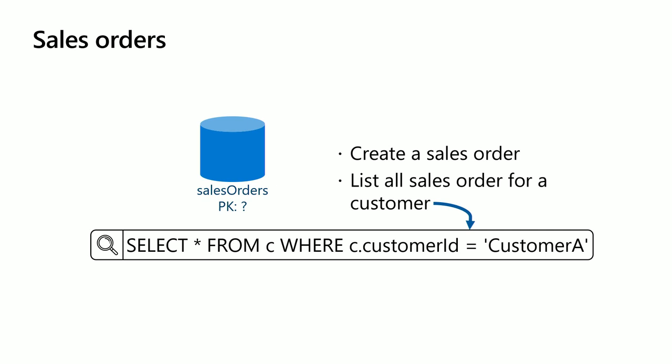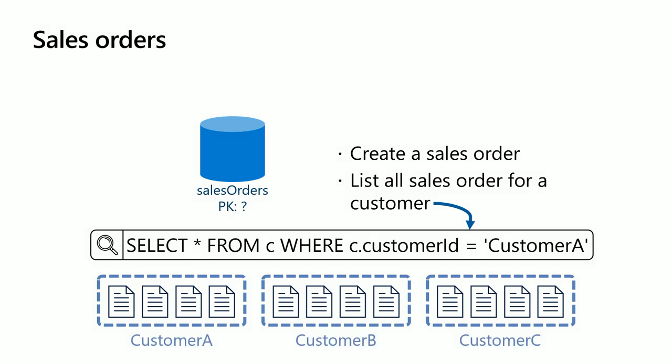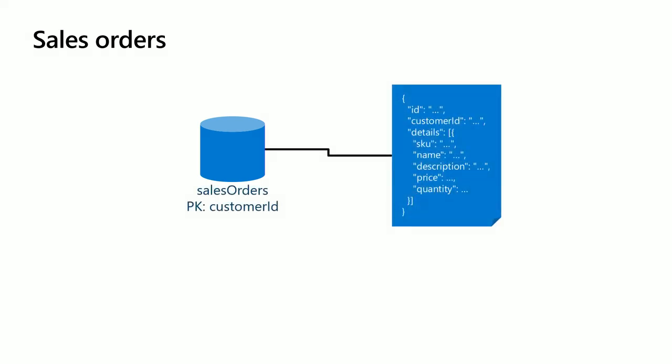This is an operation that can be done with the following SQL query, select star from C, where the customer ID equals customer A. And as you probably understand, for that thing to be a single partition query, I need all the sales orders related to the same customer to sit in the same logical partition. So again, here, the right choice of partition key would be actually the field we are filtering on, which is customer ID. By partitioning my container by customer ID, I make sure that it's very efficient to retrieve all the sales orders for one customer.